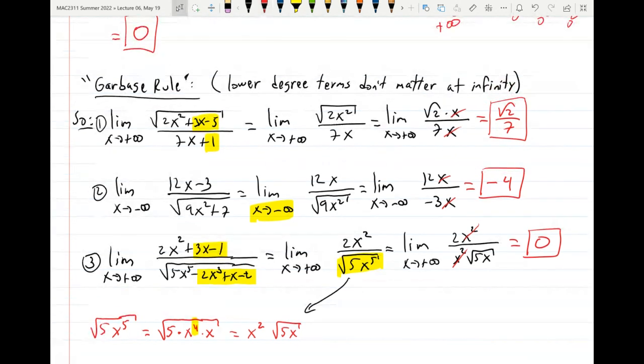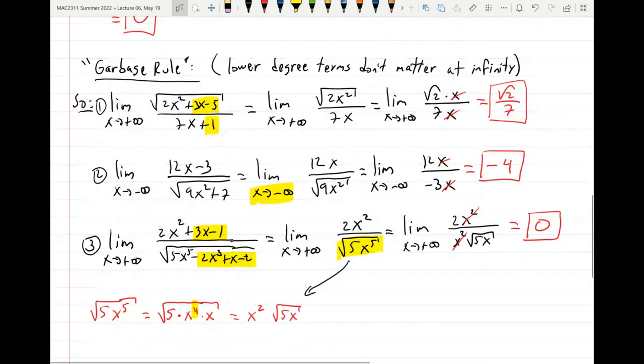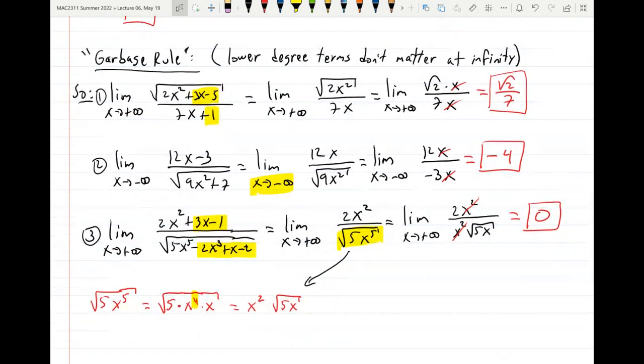So notice that it's very similar to the way that we treated rational functions. It's just that you have to keep in mind that there is this radical, so there are some subtleties that you have to be careful about. All right, so this is what I wanted to say about limits at infinity. By the way, we can see here that these three functions have horizontal asymptotes, right?